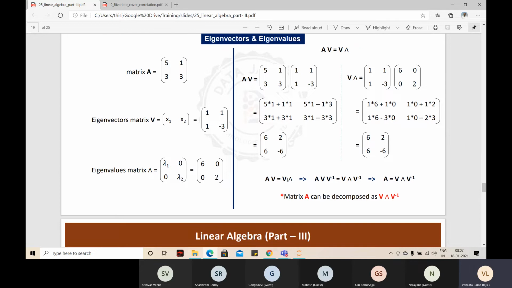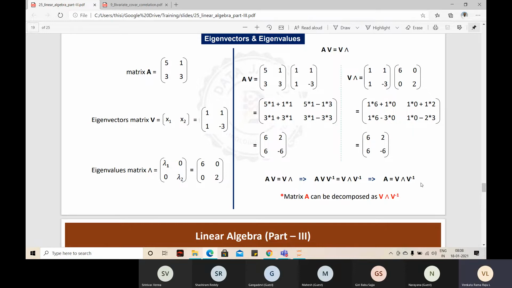AV is equal to V lambda, right? If you multiply both sides with V inverse, you get A is equal to V lambda V inverse, right? So basically what we are trying to say is a matrix A can be represented as this. V matrix and lambda matrix can be found if you can decompose this A into V lambda V inverse. Okay, this is the theory.